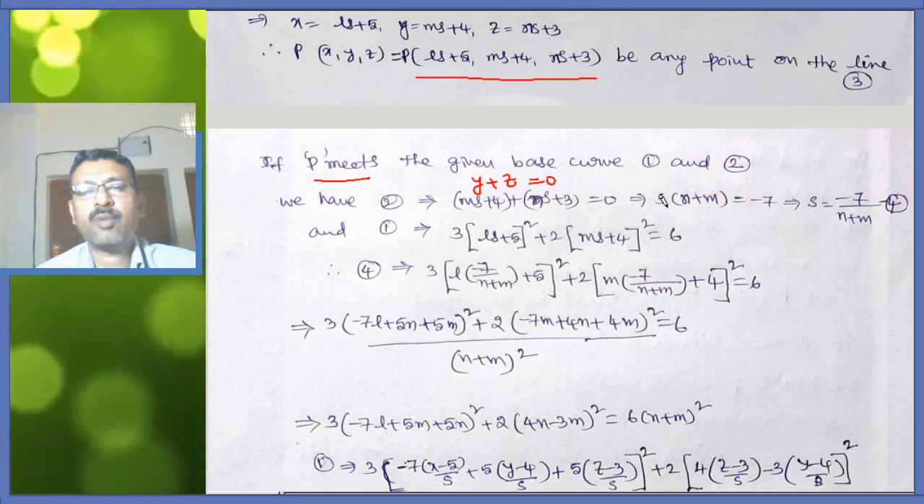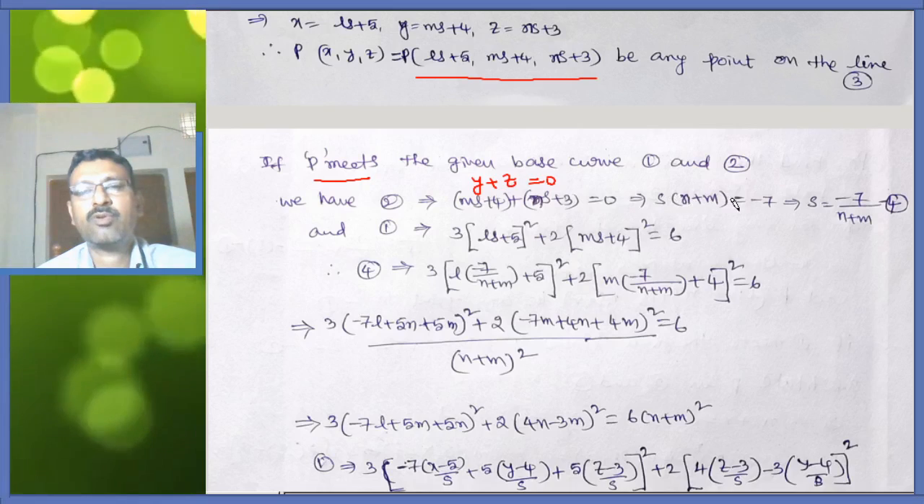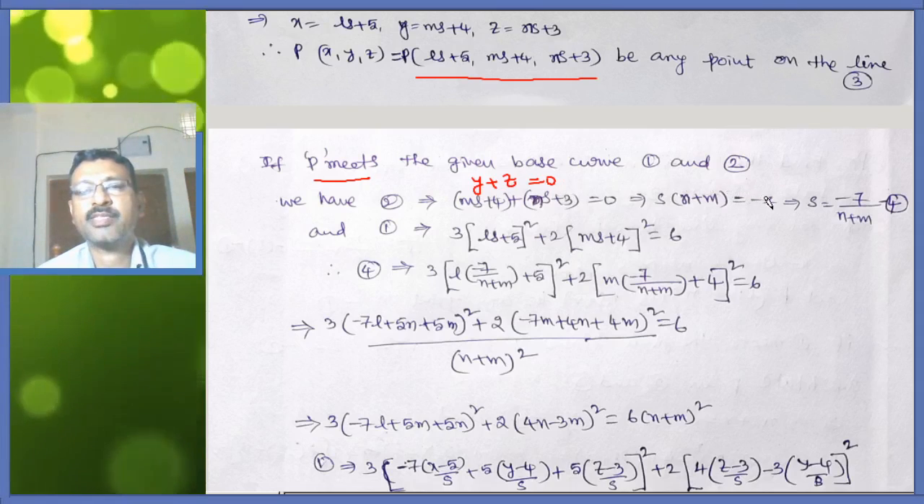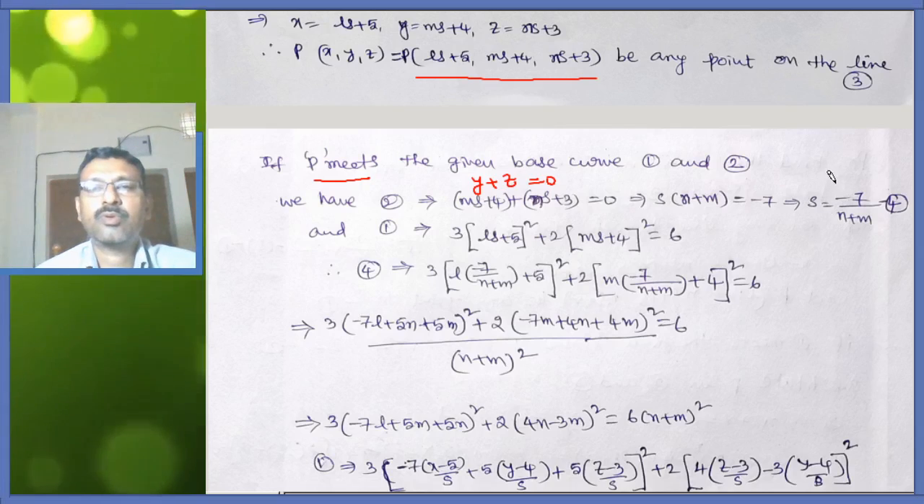Taking s as common, n plus m equal to minus 7. Here 4 plus 3 is 7, so shifting to the right side, that is minus 7. S equal to minus 7 by m plus n.